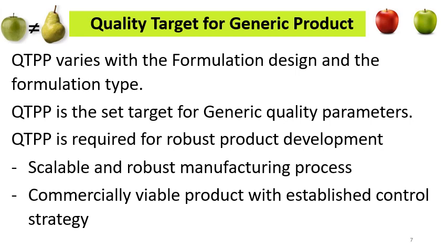QTPP is required for robust product development. If you don't have any target, then the development will not have a proper way or proper steps. So to make the manufacturing process robust and scalable, QTPP should be available. Commercially viable product with established control strategy. So whenever the product is required to be manufactured and developed, there should be QTPP available in the initial stage.